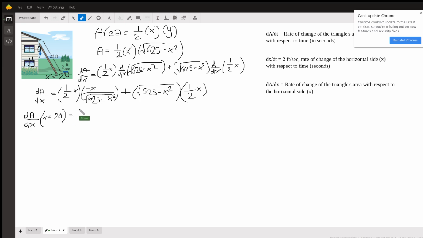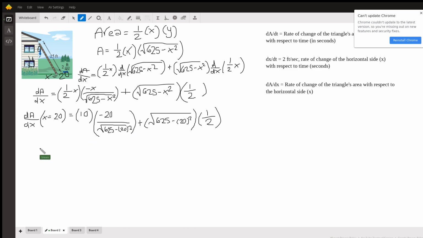So we got 1/2 times 20, which is going to be 10, times negative 20 over square root of 625 minus 20 squared, plus square root of 625 minus 20 squared. Oh, sorry. This is just supposed to be 1/2, not 1/2 x. Okay. All right, so we plugged and chugged 20 into this equation, and then let me see if I can simplify it further before I plug it into my calculator.